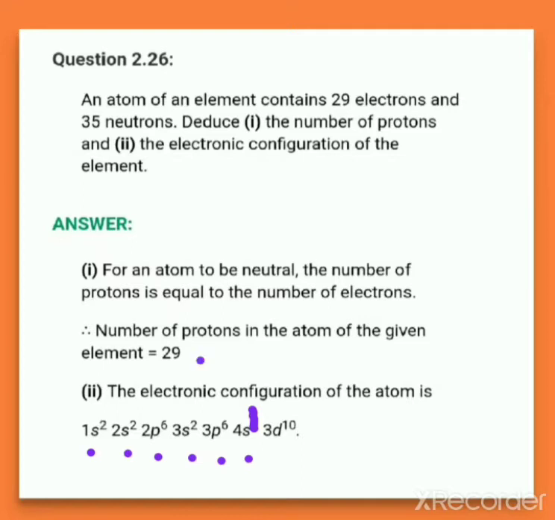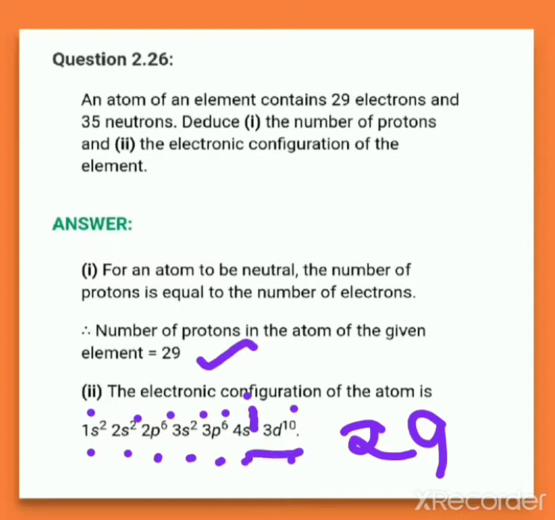So we got the number of electrons, equal to 29, and the electronic configuration. When you count, you get 1s2, 2s2, 2p6, 3s2, 3p6, 4s1, 3d10. When you sum all the electrons, that is all the powers, you will get 29. Because of stability, the configuration will be in this way. So that is the electronic configuration of copper.